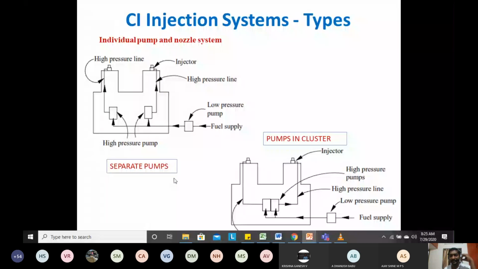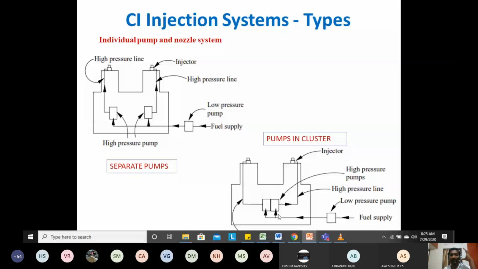If it is a cluster type, the fuel from the fuel oil tank comes to the low pressure pump or fuel supply pump, then passes through a filter, then comes to these pumps. These two pumps are high pressure pumps or a cluster. And remember, even though the casing is one casing, the pumps are different. This is for cylinder 1 and this is for cylinder 2, and it is going to inject the fuel in the fuel injector.